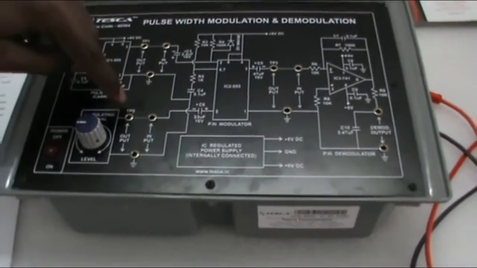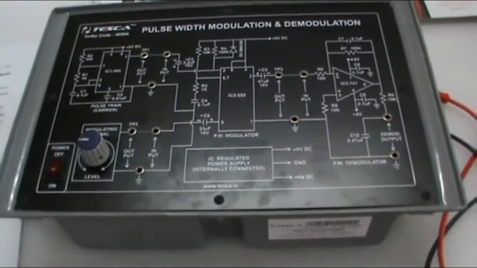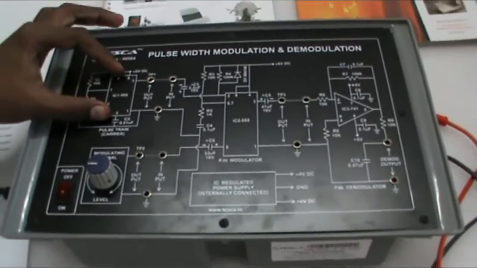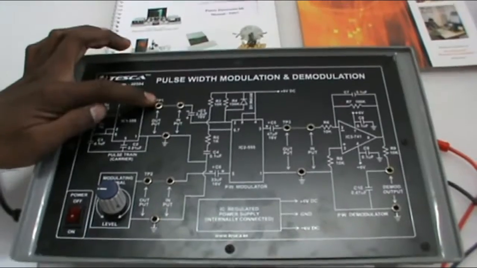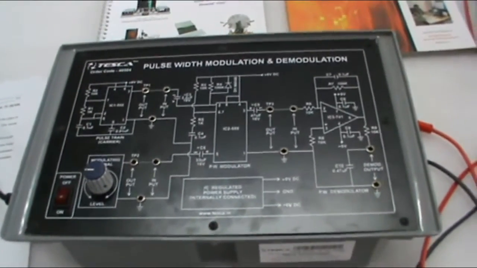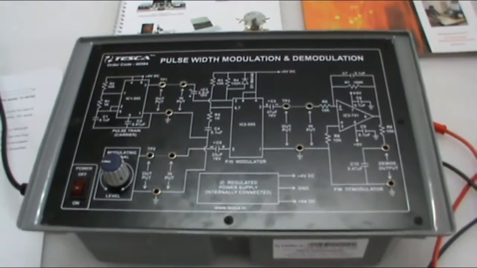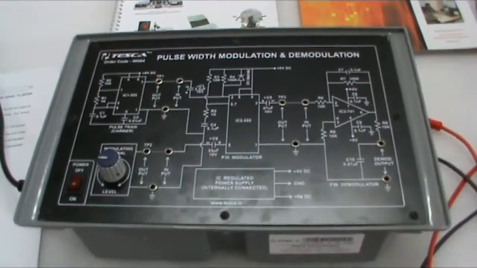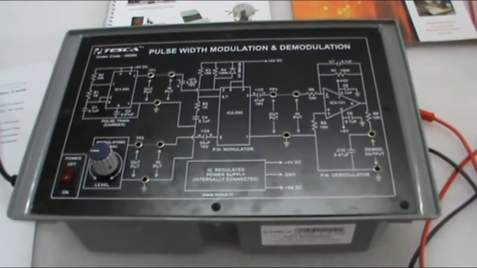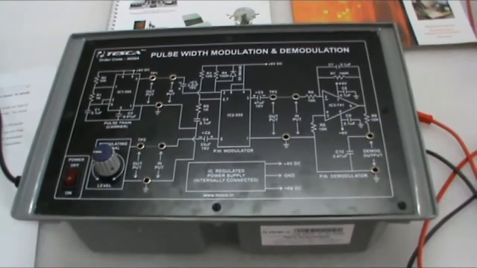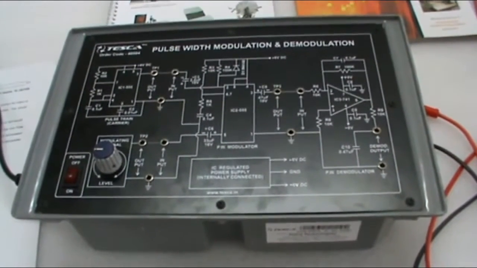You can get the modulating signal between these two terminals, TP2 and ground, and carrier signal is available on TP1. Detailed procedure of different experiments is given in our manual. So experiment number one is to modulate a pulse carrier with sine wave signal to obtain a pulse width modulated signal.